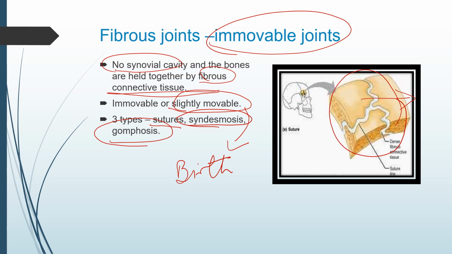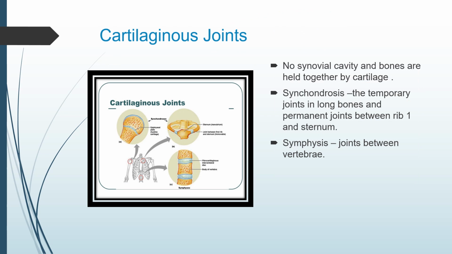So no synovial cavity, held together with the fibrous connective tissue. They are slightly movable, and there are mainly three types of immovable or fibrous joints, that is the sutures, the syndesmosis, and the gomphosis. Now let us move on to the next one, that is the cartilaginous joint.